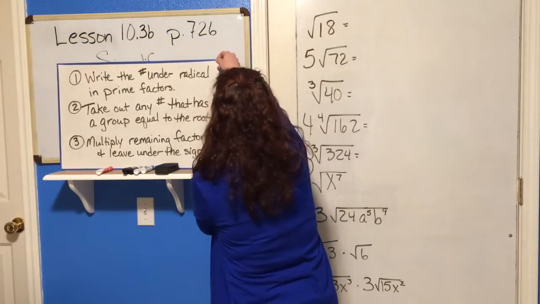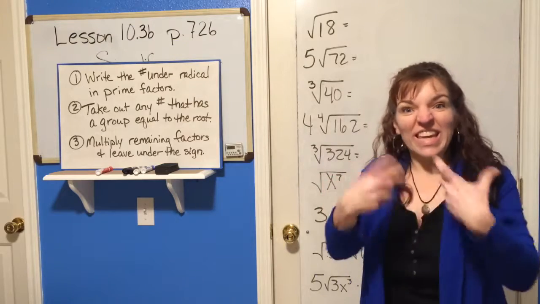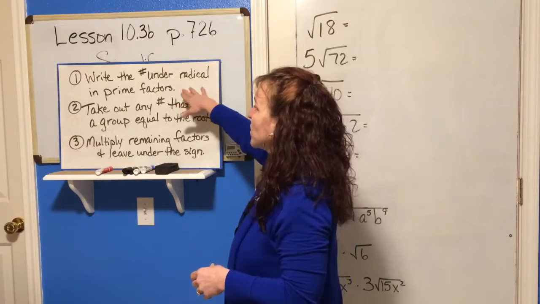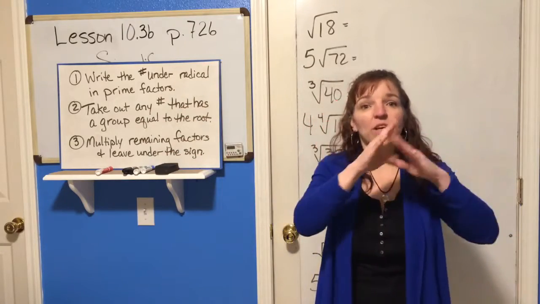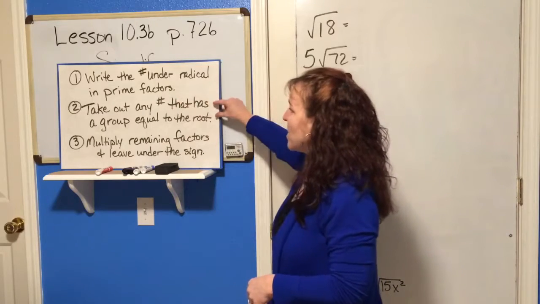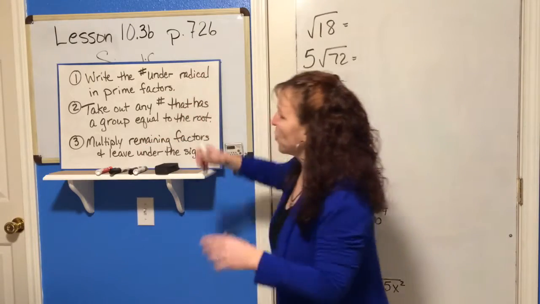And what we're trying to do is take out anything that's in that root that can come out. So the first step is going to be to write the number under the radical in prime factors. So get all the smallest pieces that we can get. So divide them all out using your factor trees. And then we're going to take out any number that has a group equal to the root. Why don't we do one? We'll just do it and I'll talk you through what this means.